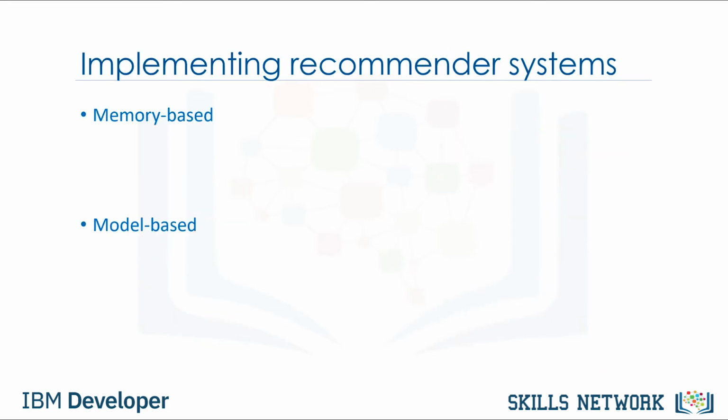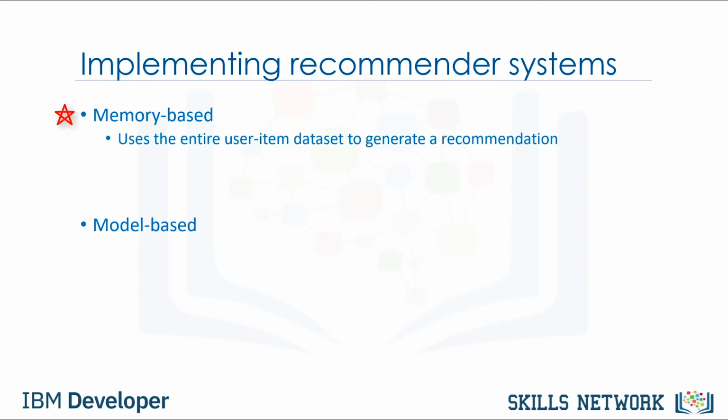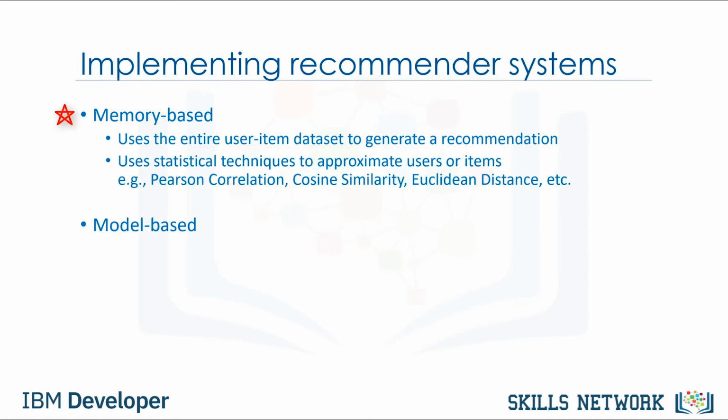In terms of implementing recommender systems, there are two types: memory-based and model-based. In memory-based approaches, we use the entire user item dataset to generate a recommendation system. It uses statistical techniques to approximate users or items. Examples of these techniques include Pearson correlation, cosine similarity, and Euclidean distance, among others.